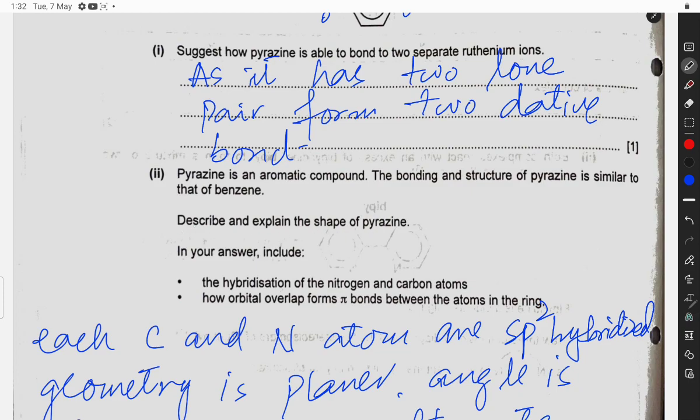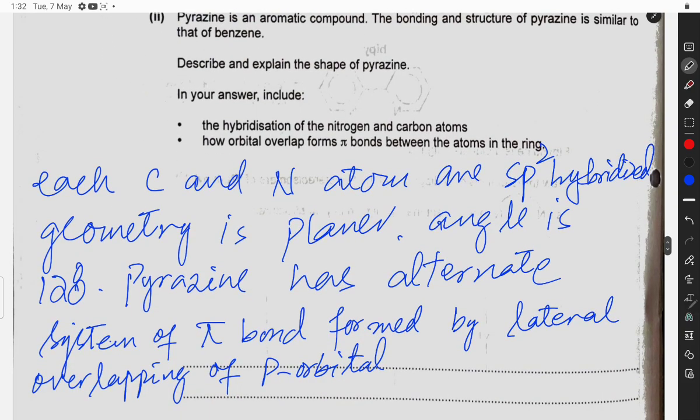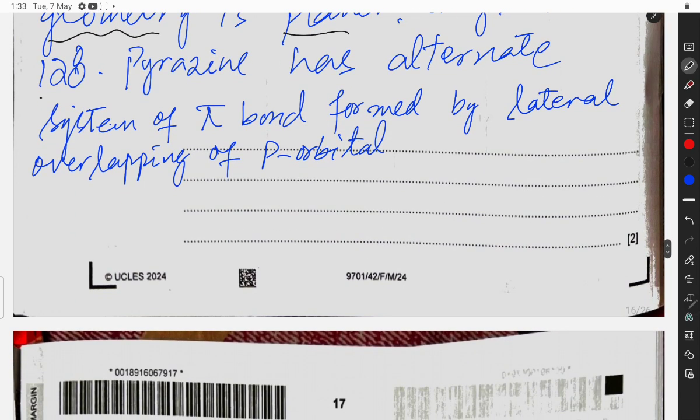Describe and explain the shape of pyrazine. In your answer, include the hybridization of nitrogen and carbon atoms, and how orbital overlaps form pi bonds between the atoms in the ring. Each carbon and nitrogen atom is sp2 hybridized. Sp2 hybridized geometry is planar, the angle is 120, and pyrazine has an alternating system of pi bonds formed by the lateral overlapping of p orbitals.